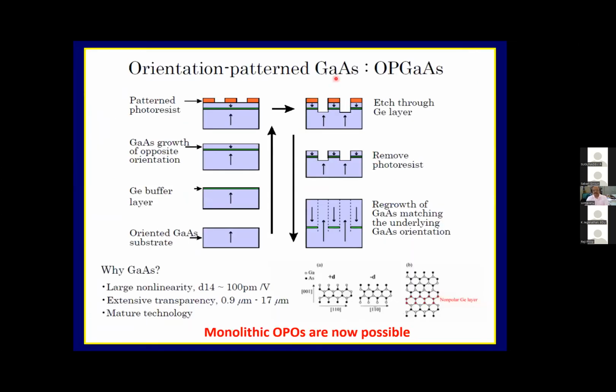Orientation patterned gallium arsenide is a new material. Orientation patterned gallium phosphide is another new material, where they change the orientation of this gallium arsenide by a lithographic process. And when you have this kind of periodic change in your nonlinearity, then you can access the largest nonlinearity of 100 picometer per volt, and you still get a decent conversion efficiency. Now we are talking of very small devices here. Now this is about a few millimeters long. You don't need thick crystals. You need very small devices here.